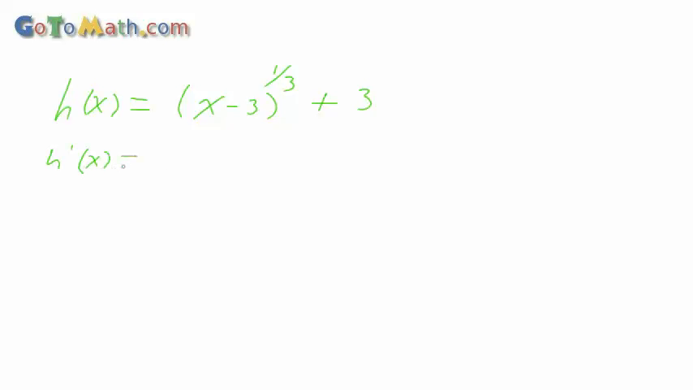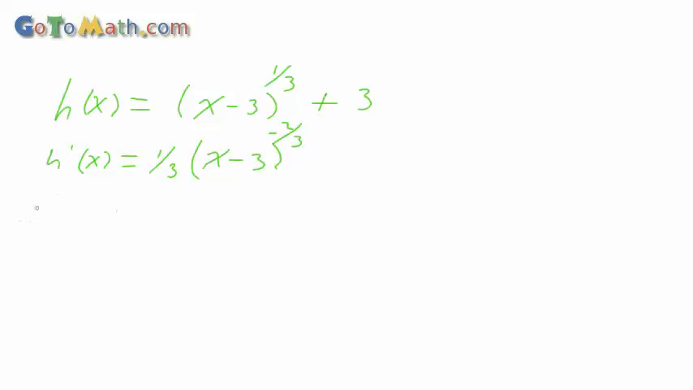We get h prime of x is equal to, bring the 1/3 out front, x minus 3 raised to the negative 2/3, because we subtract 1 in the exponent. Oh, let's look at this. I always forget. The derivative of the inside is 1, so we bring it out, and we've got nothing.